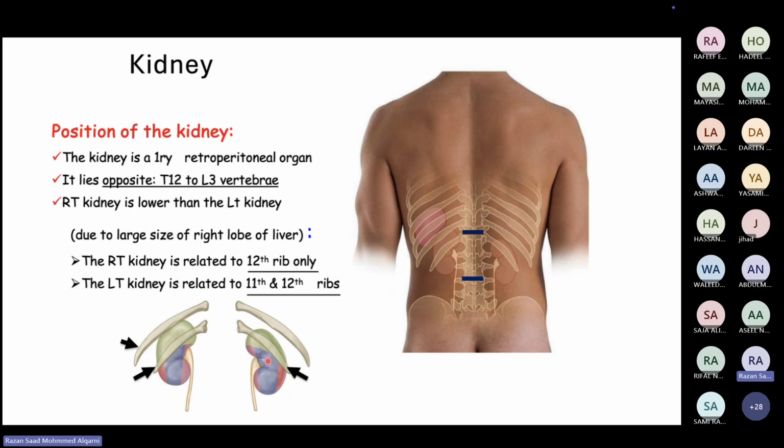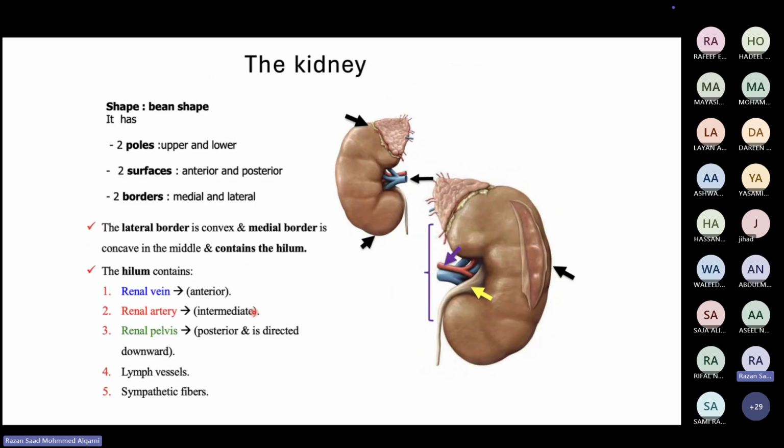The right kidney from the posterior view is going to be related to, or opposite, only rib number 12, while the left is going to have a relation to the 11th and 12th ribs. Okay, so let's go to the next slide, which is also about the kidney anatomy. So now we finished the position of the kidney.